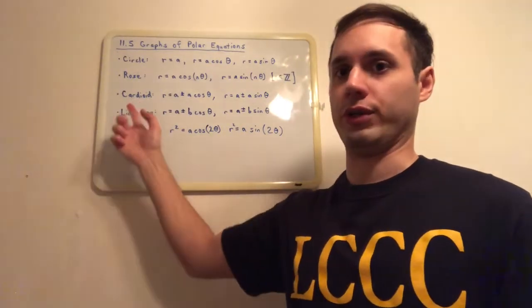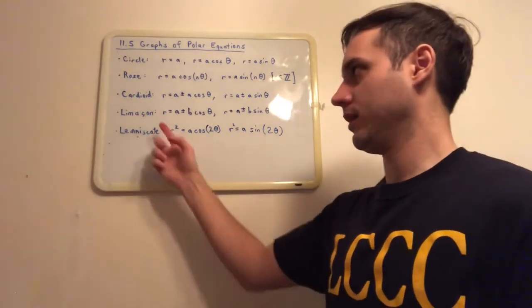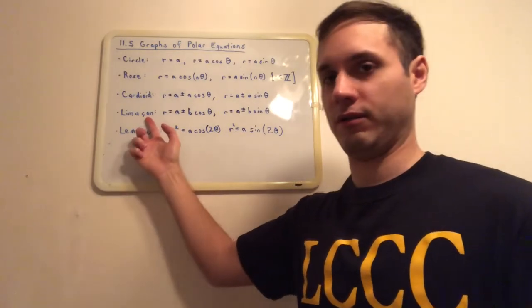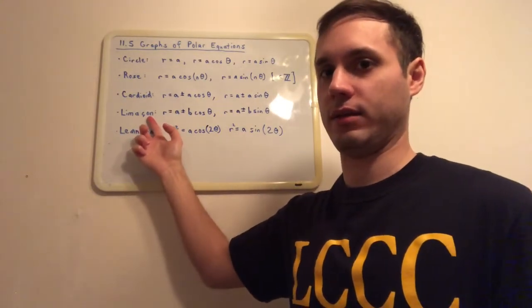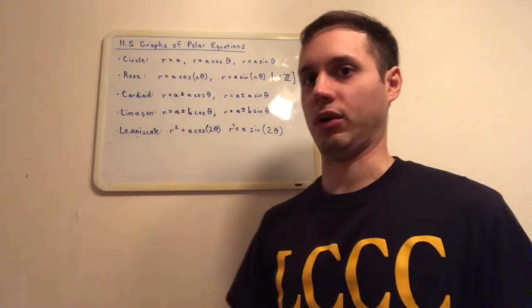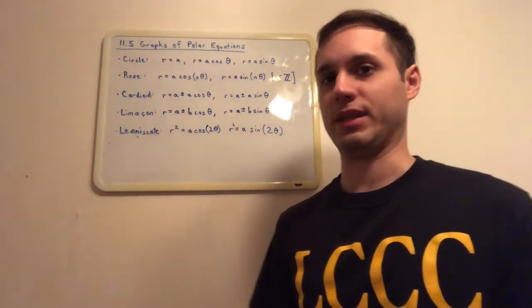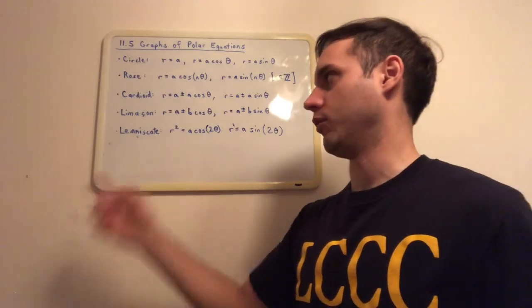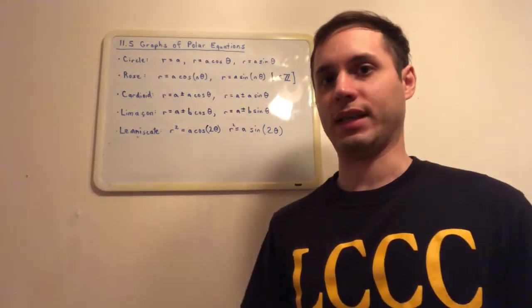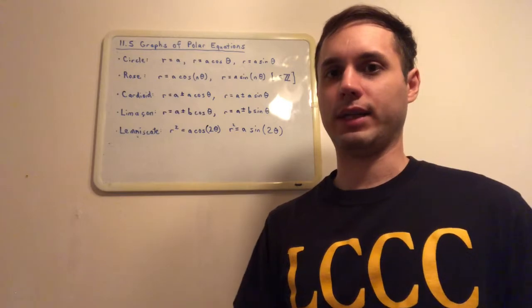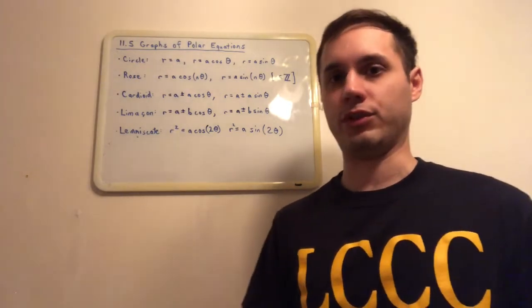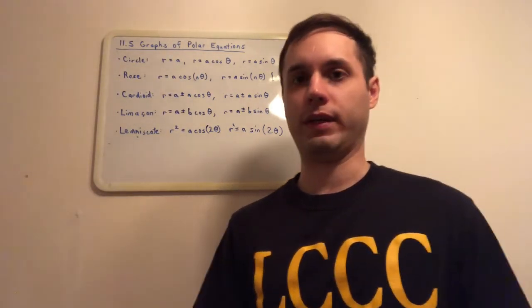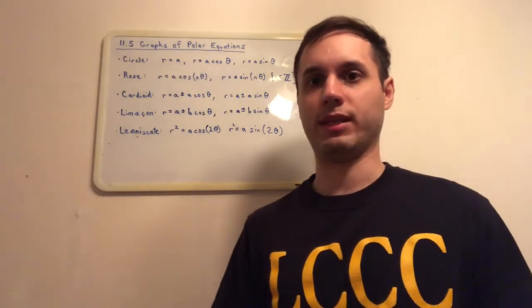Cardioids belong to a more general family called limacons. I didn't slip there, and that's a little French accent mark under the C. This little accent mark means it's a soft C, so limaçon and not limakon. And then this last one here, the lemniscate. Lemniscates look like figure eights. So we'll take a look at least one example of each of those in the videos that follow. So let's take a look at some examples and get started.